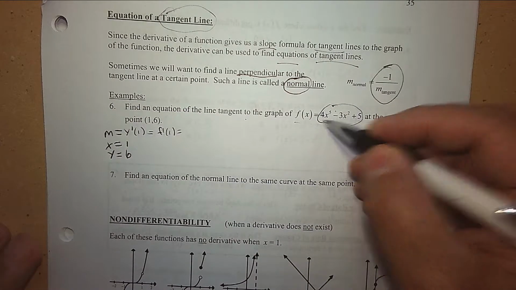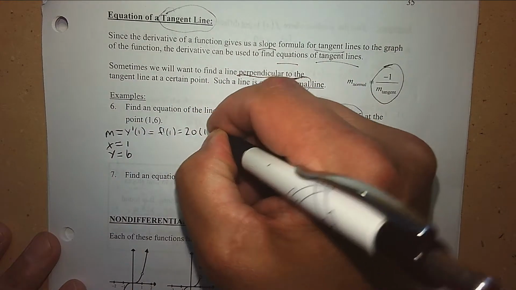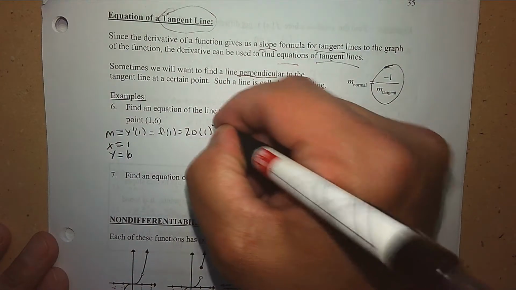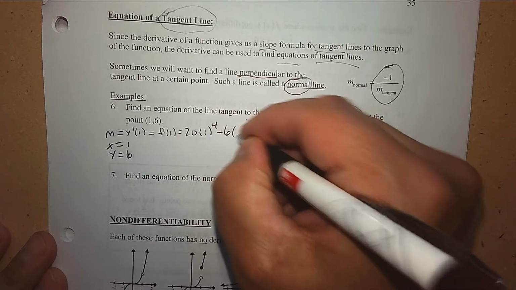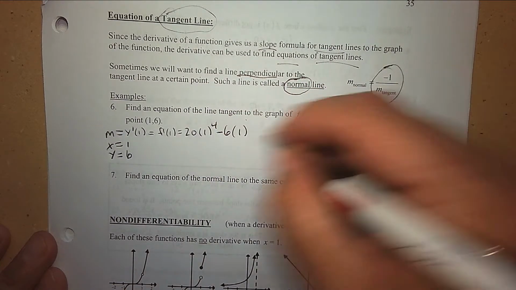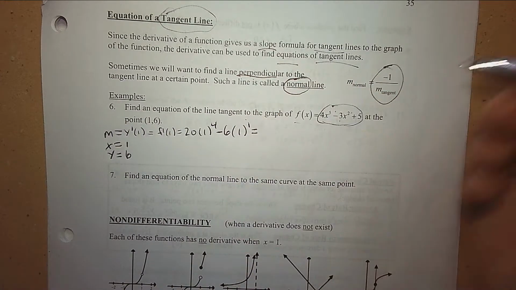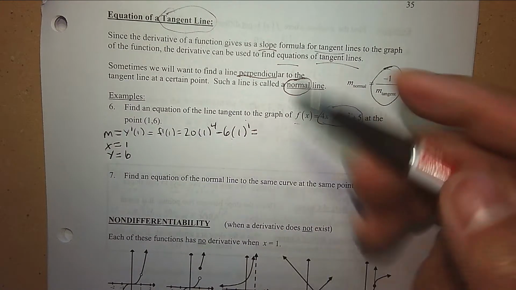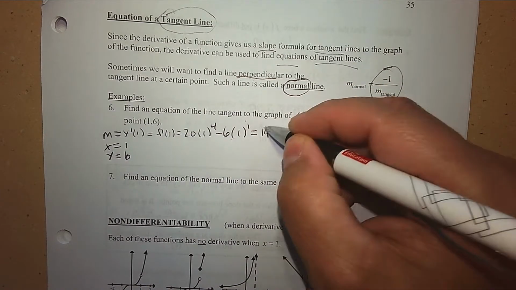5 times 4 is, instead of x, I'm going to plug in 1, to what exponent? To the 4th. Beautiful. Minus 2 times 3. And instead of x, I'm going to plug in 1 to what exponent? 1. And then what's the derivative of 5? 0. Beautiful. 1 to any stinky exponent always equals 1. So this is only 20 take away 6, which is 14. Now we have what we need.